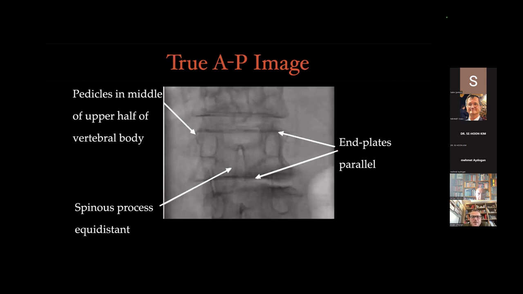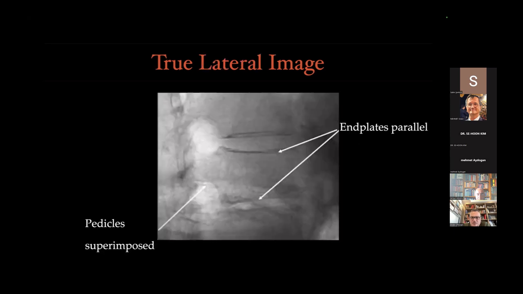We need a true AP image. What is the true AP image? We should see parallel end plates, upper and lower end plates, the pedicles in the middle of the upper half of the vertebral body, and also equidistance of the spinous process. And also we need the true lateral image, with parallel end plates and superimposed pedicles.